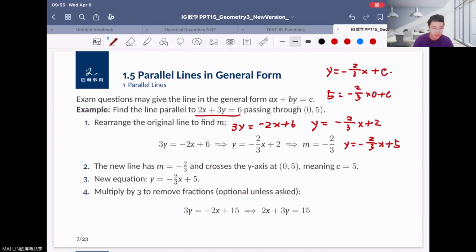And if you want to write it in general form, we can multiply by 3 together, okay? So we can times 3 together. That is 3y equals negative 2x plus 15, okay? That is 2x plus 3y equals 15. That is the final equation, okay?